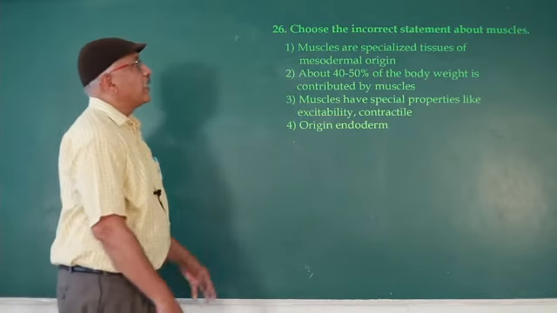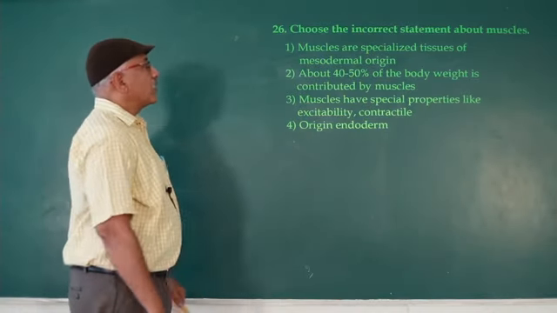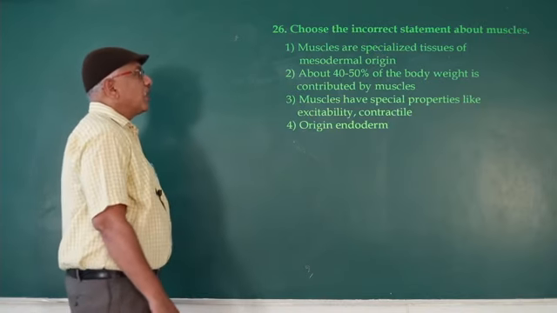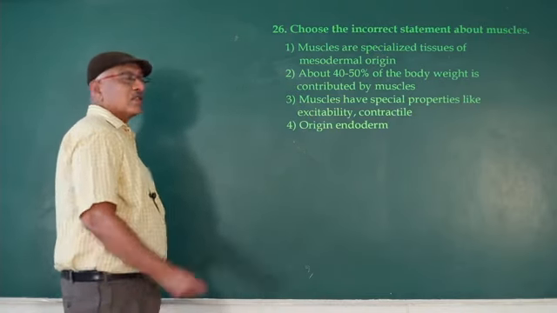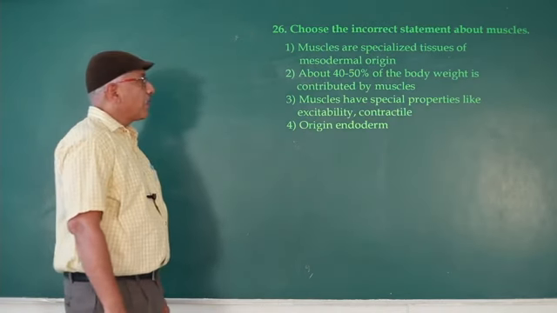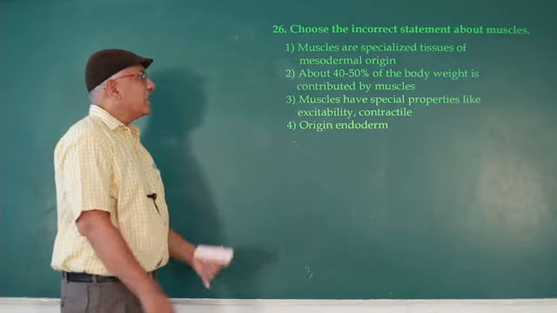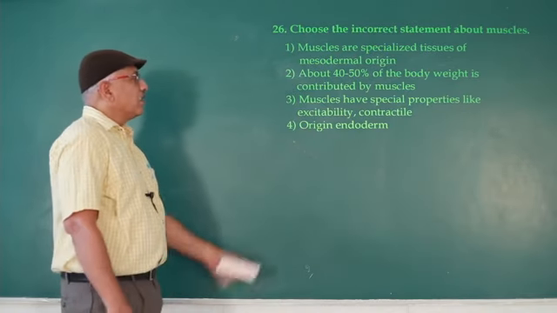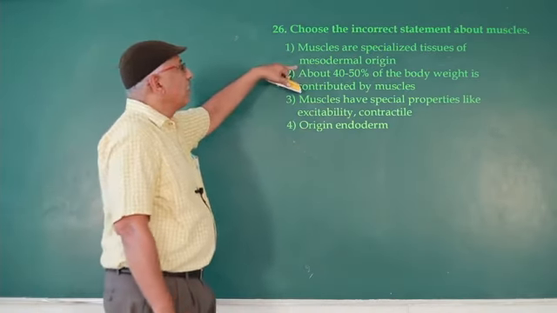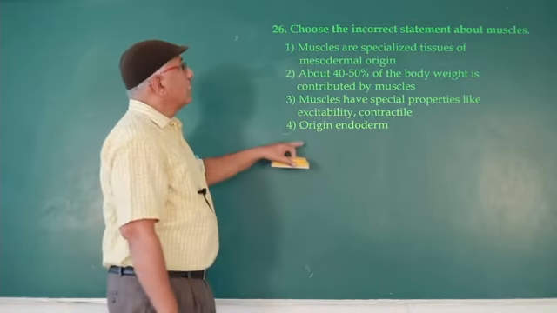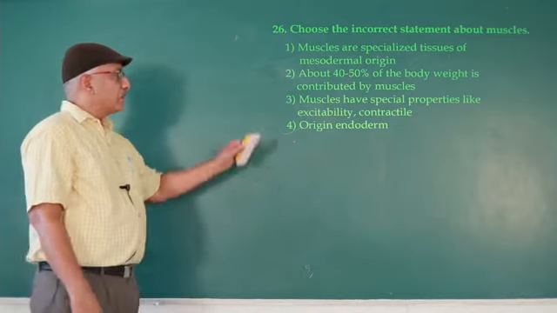Choose the incorrect statement about muscles. Muscles are specialized tissue of mesodermal origin. Correct. About 40 to 50% of body weight is contributed by muscle. Correct. Muscles have special properties like excitability, contractility. Correct. Origin endoderm already given, mesodermal origin is correct. Endodermal origin is wrong. So this statement is incorrect.